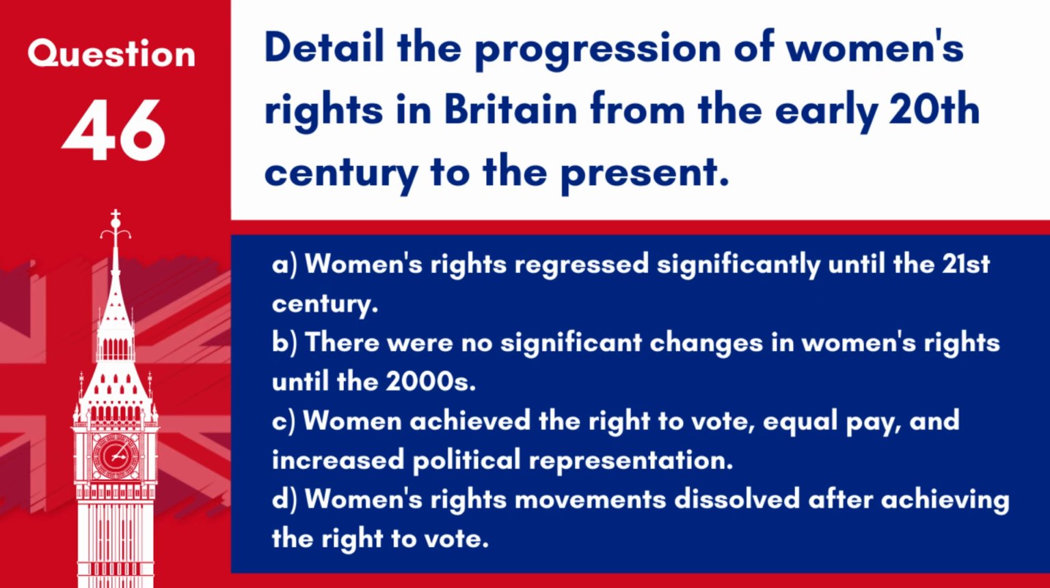Question 46. Detail the progression of women's rights in Britain from the early 20th century to the present. A. Women's rights regressed significantly until the 21st century. B. There were no significant changes in women's rights until the 2000s. C. Women achieved the right to vote, equal pay, and increased political representation. D. Women's rights movements dissolved after achieving the right to vote.